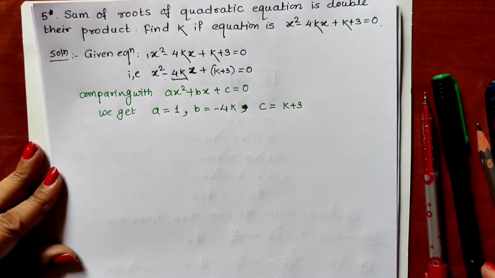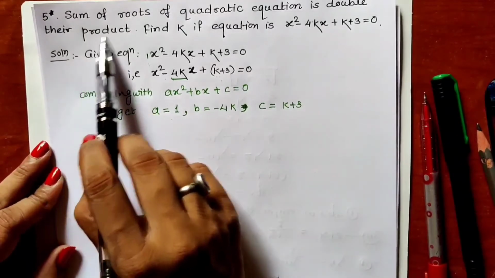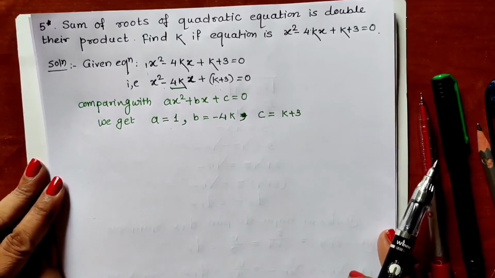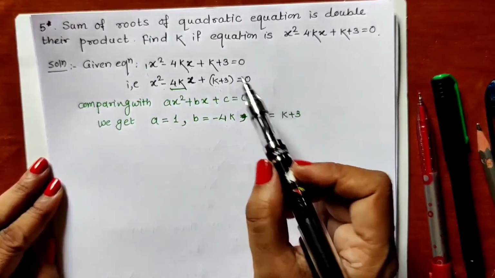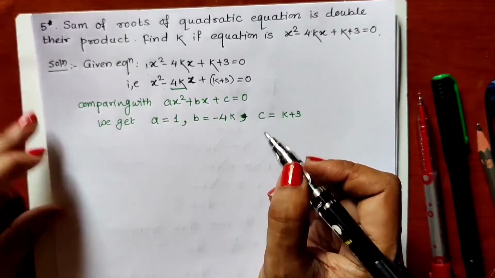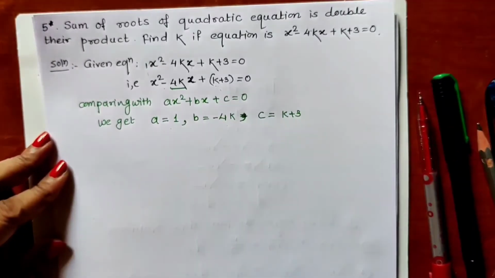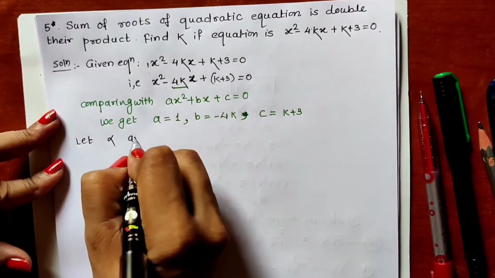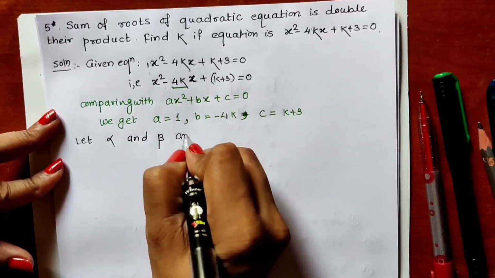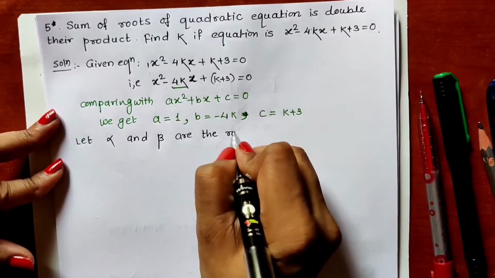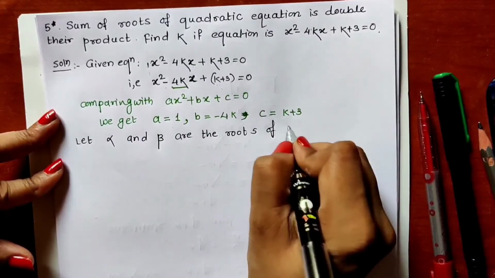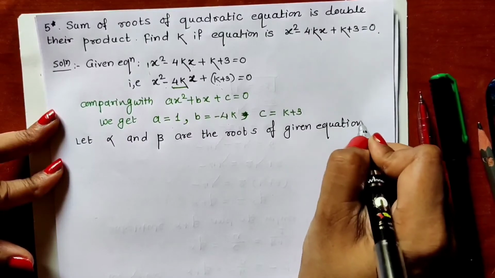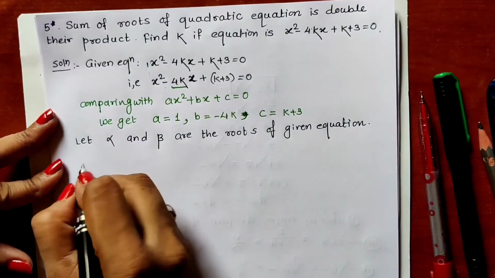After getting the values of a, b, c, let us assume that the roots of equation are alpha and beta, because the condition is given sum of the roots of quadratic equation. So we will have to assume that alpha and beta are the roots of the given equation. So let us assume, let alpha and beta are the roots of given equation.